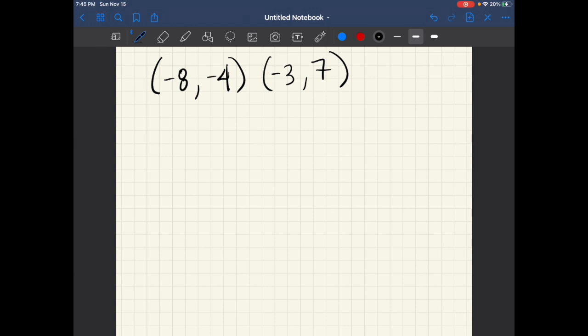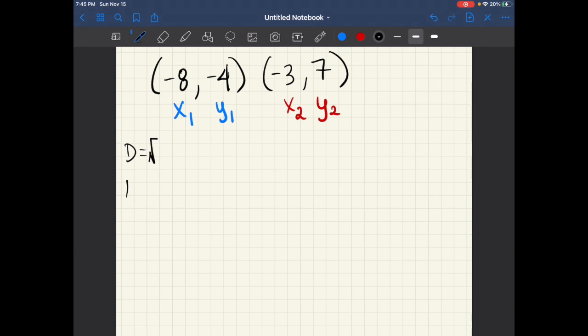Okay, so we have this problem, and I want to find the distance between these 2 points. So first thing I'm going to do is label them. This is my first point, the x coordinate and the y, so this will be my first one. And then this will be my second. So that's x2, y2.